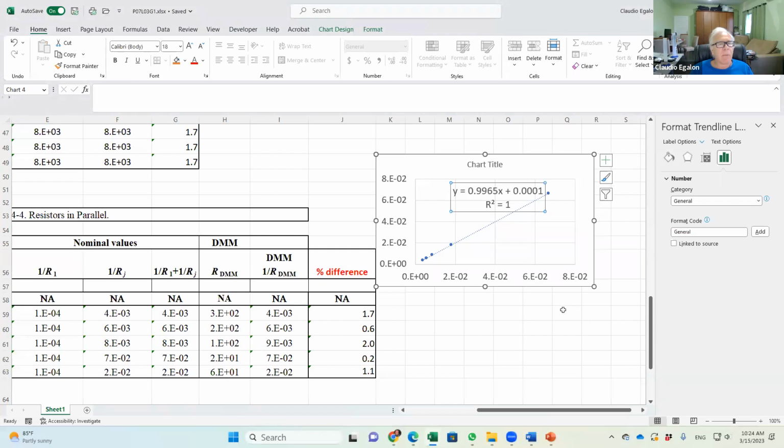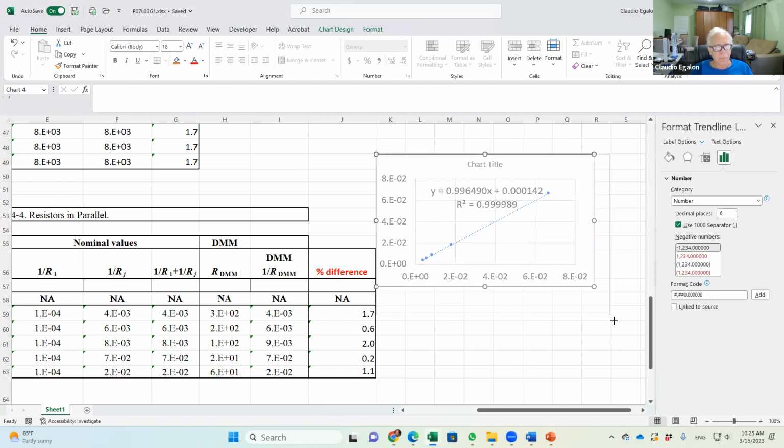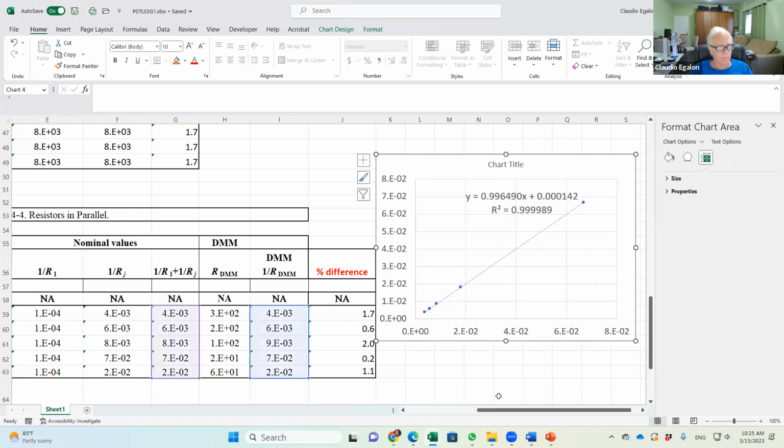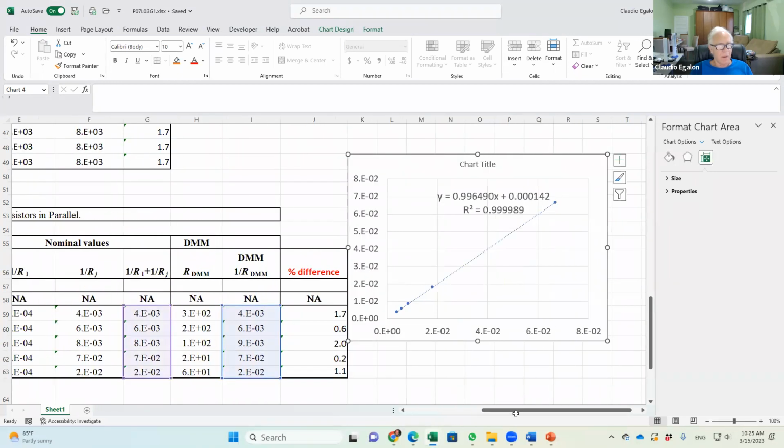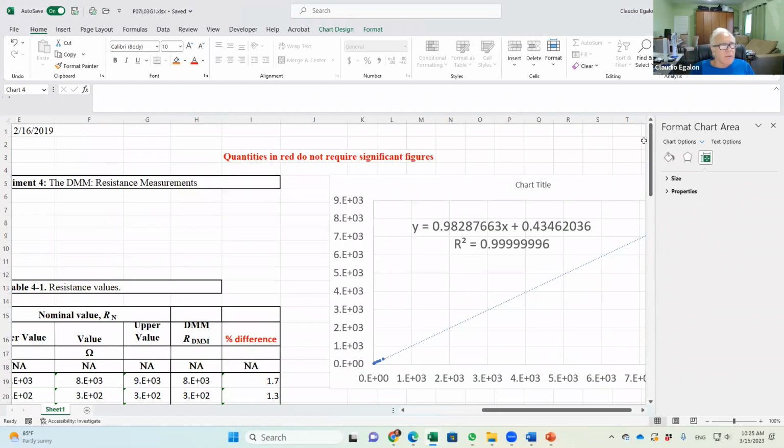Format line label. When I go to numbers, how many decimal places do I need? Yeah, it looks like I need 5, maybe 6. Okay, yeah. 6 decimal places. Those are the graphs that I got for those. You should do that too.